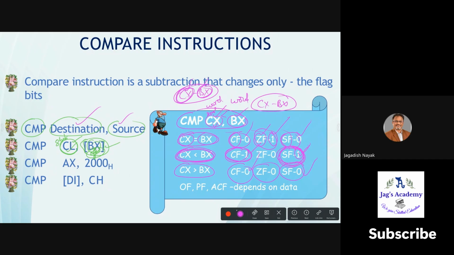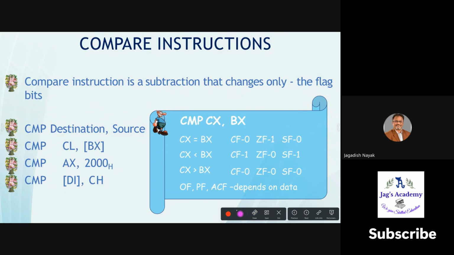So these are the flag registers which are affected. The other flag registers, overflow, parity, and auxiliary carry, depend on what type of data you have. But the three main flag registers to be used with this compare instruction are the carry flag, zero flag, and sign flag. Quite often we'll use this compare instruction in the program. This is about the compare instruction.